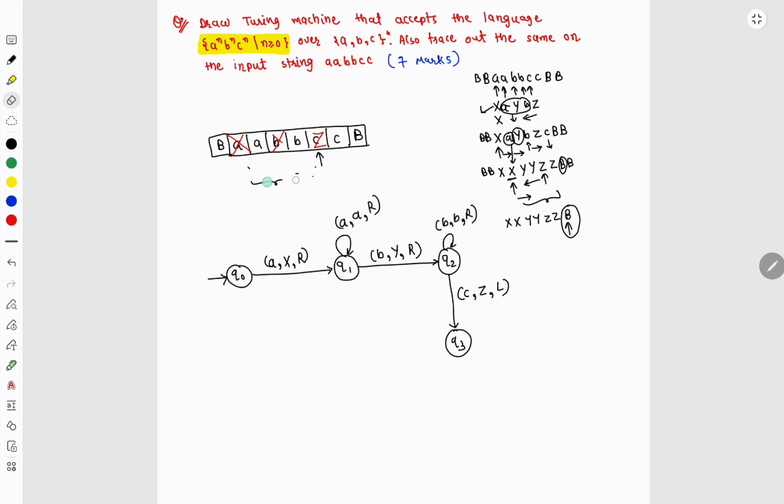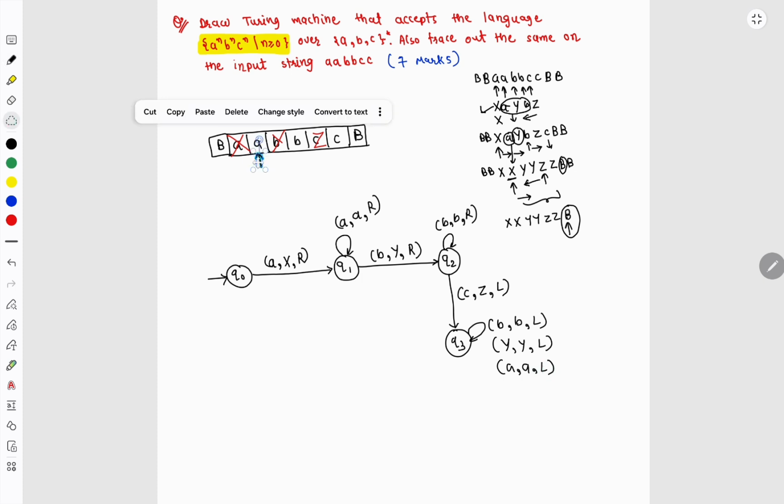Now the read write head is at small b. So we will move the read write head at small b. As we have seen, we need to keep b as it is because we have not reached capital X yet. So at this state we need to write b, b and move towards left. Now capital Y occurred. So we need to write capital Y as it is and move towards left. Now small a occurred. So small a and left.